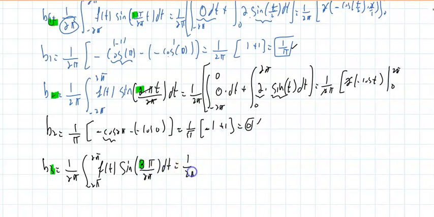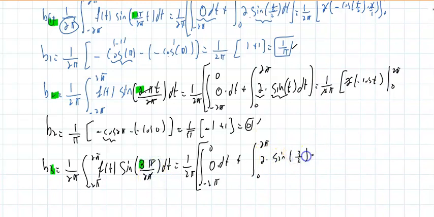That's going to be 1 over 2 pi, the integral from negative 2 pi to 0, no need to worry about that, plus the integral from 0 to 2 pi of 2 times the sine of 3/2 t dt. And that turns out to be 2 times negative the cosine of 3/2 t. Instead of dividing by 3 over 2, you multiply by 2/3, evaluated from 0 to 2 pi.